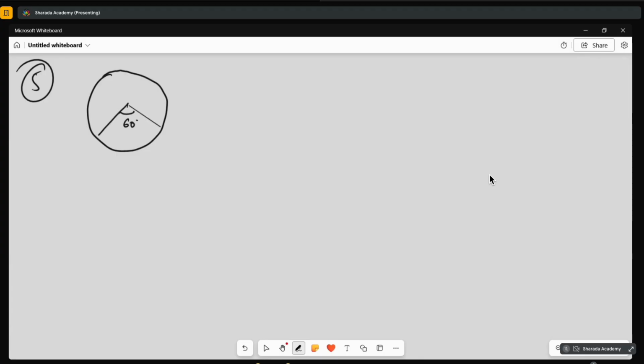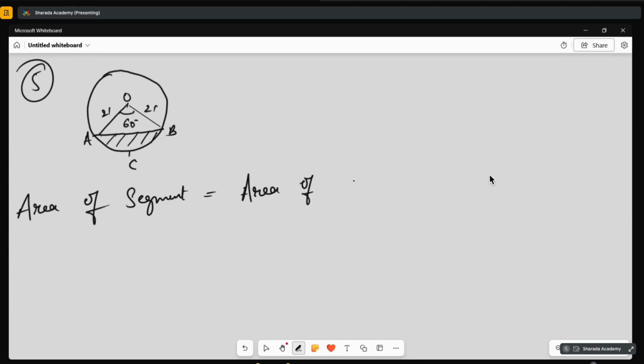This is 60 degree. Okay. This is 21. And this is the chord for the arc. Okay. Now he's asking, what is the area of the segment? Listen. Area of the segment. So any area of a segment will be what? Area of a segment will be equal to area of the sector OABC minus area of the triangle.